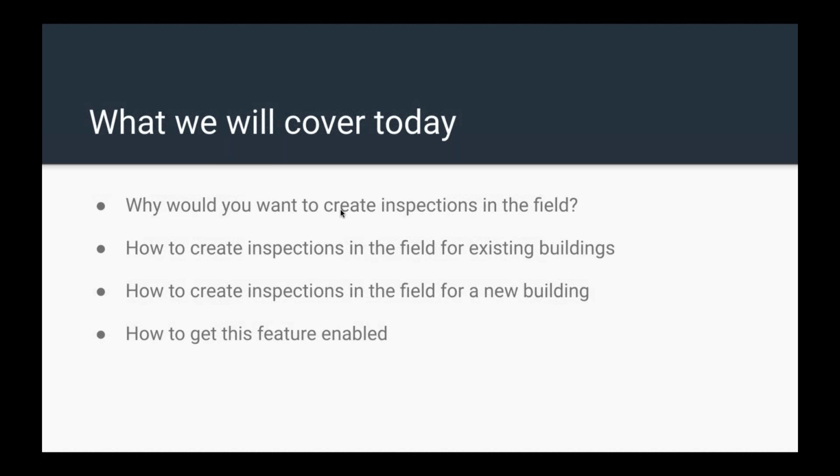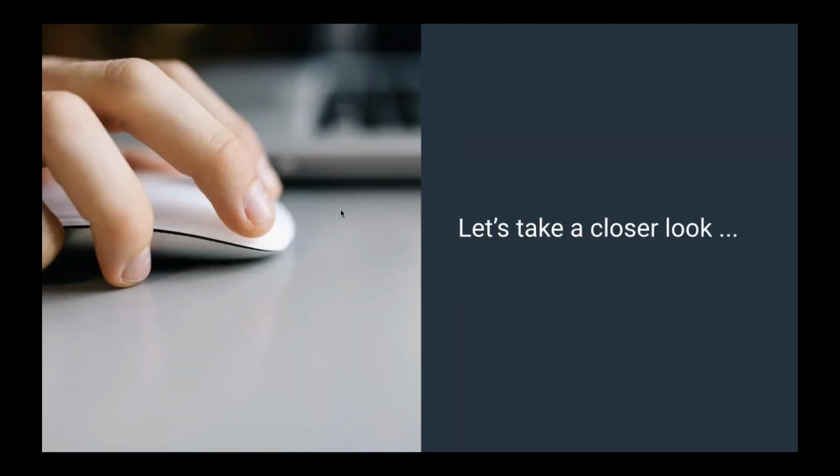So something that does not exist inside of InspectPoint, I am going to show you how you can not only go ahead and perform that service ticket or that inspection, but also add that new building in the field. And then most importantly, you may love what I'm about to show you, and you're going to say to yourself, how do I get this set up in my instance? And I'm going to show you and tell you how you can get this enabled inside your instance so you guys can start creating inspections in the field for existing and new buildings.